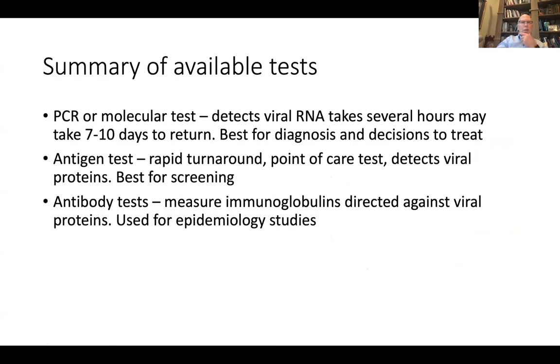So to just summarize, the PCR molecular test detects viral RNA. It takes several hours. In some situations, the results haven't returned for 7 to 10 days. It's best for diagnosis because it's very specific and for decisions to treat. The antigen test is a rapid turnaround. It's less expensive. It's what we call a point of care test, and it detects viral proteins. And this, because it's so quick, is best for screening. And then the antibody test, which measures immunoglobulins directed against the viral proteins, is used strictly for epidemiologic studies.